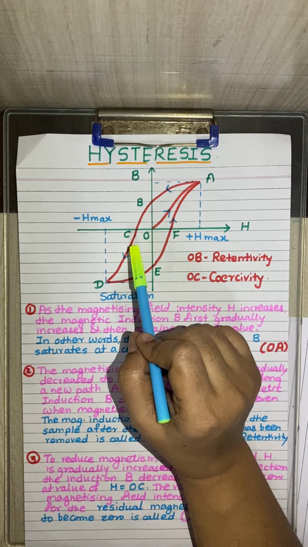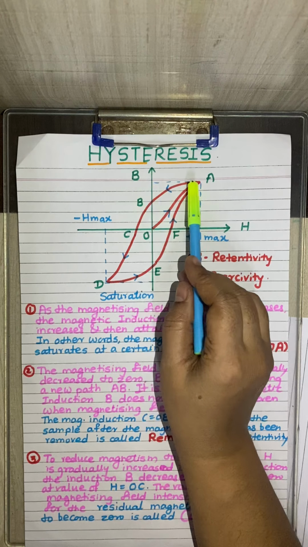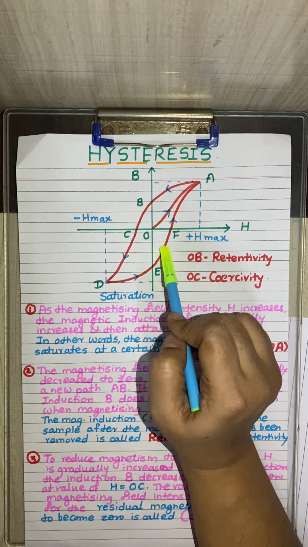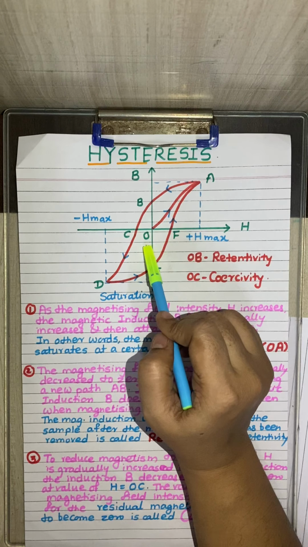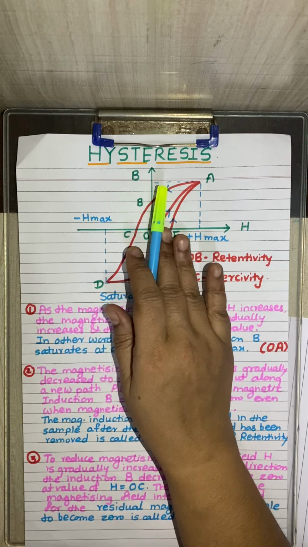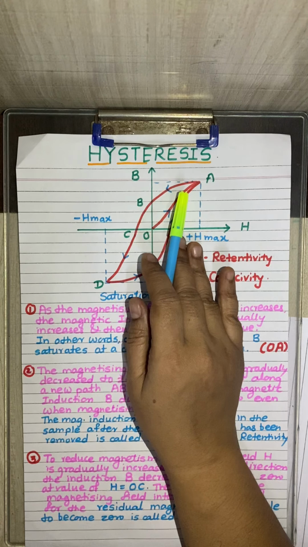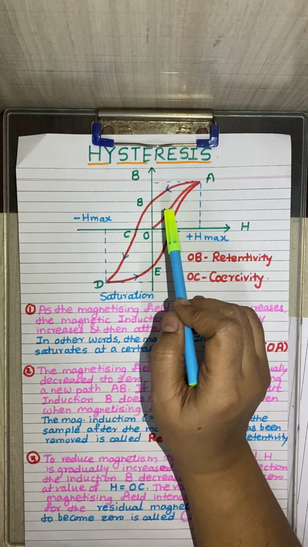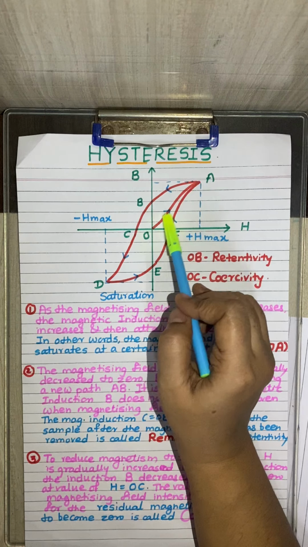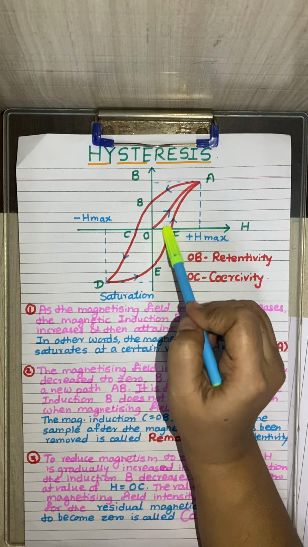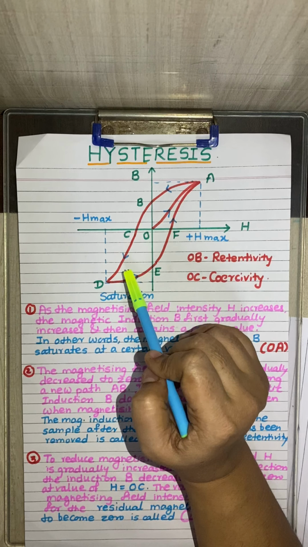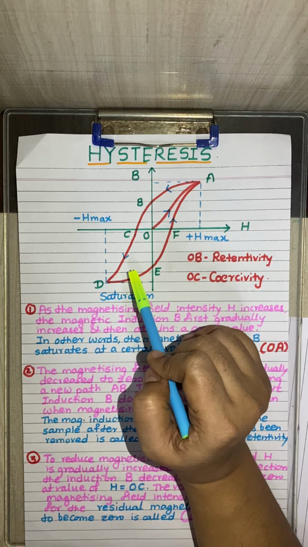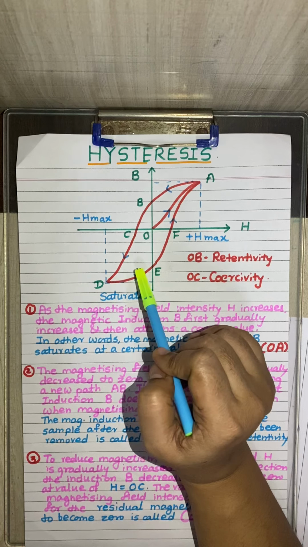Okay, so the area within this BH curve, this complete area within this BH loop, represents the energy dissipated per unit volume in the material when it is carried through a cycle of magnetization. So this is a complete cycle of magnetization. Okay, so the source is the source of EMF used in magnetizing the material.